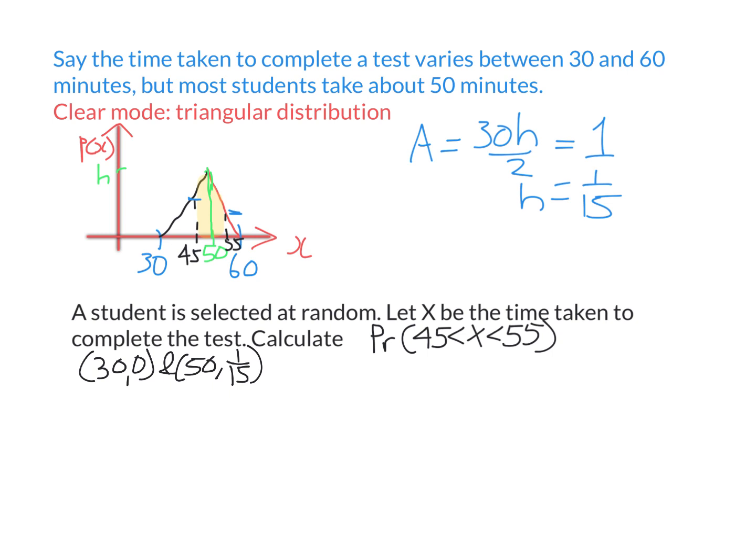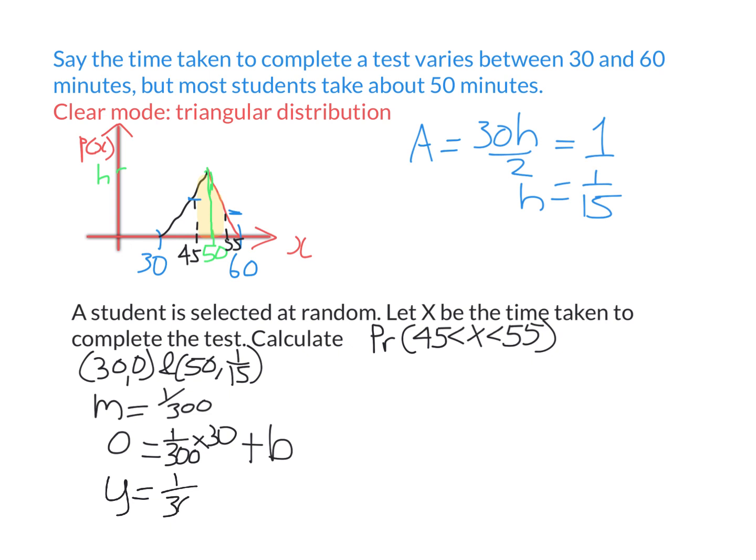So to calculate the equation, I must first find the gradient. So the gradient is y2 minus y1 over x2 minus x1. It's 1/15 divided by 20, which is 1/300. So to find the equation of the line, I take this equation y = mx + b. I'm going to substitute m for 1/300, and x and y from a point, x = 30, y = 0. So solving this equation for b, I get b is negative 1/10. So the equation is y = mx + b.